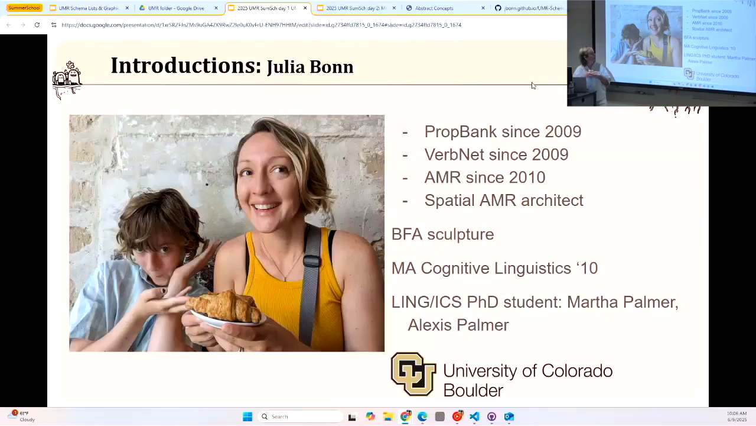So I have been working with these meaning representations for a while now. I started working for Martha Palmer in 2009 when I was working on my master's degree at CU, and I've had the opportunity to keep working for her in her lab ever since. And I finally started the PhD program 5 years ago, so that's where I am now. I'm not quite done with it yet, but hoping to be done soon.